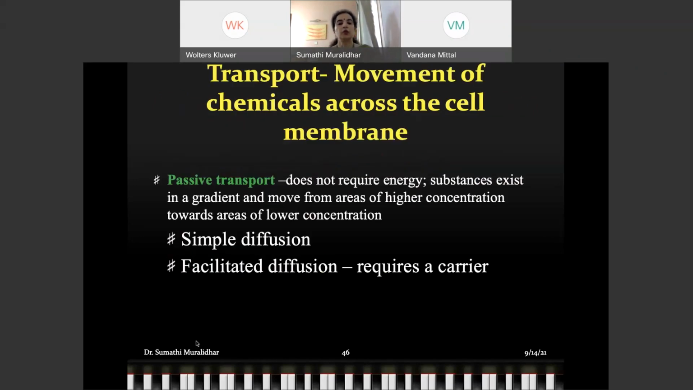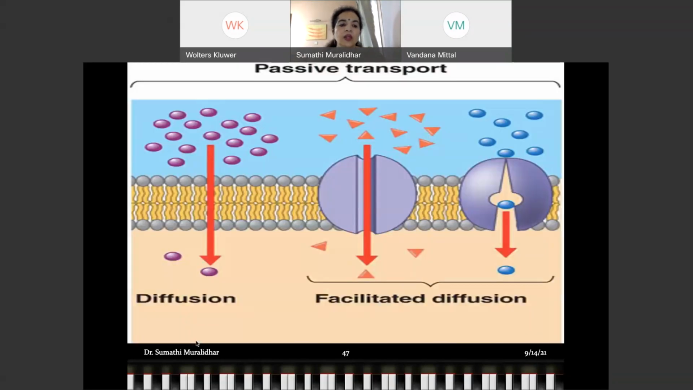For passive transport, the most important thing is that it does not require energy. And the substances will just travel from higher concentration to lower concentration. So there should be a gradient for passive transport to occur. The examples are simple and facilitated. On the left side, you see the simple diffusion where the concentration of the nutrient is higher on the outside than the inside of the cell. So it moves from outside to inside by diffusion.